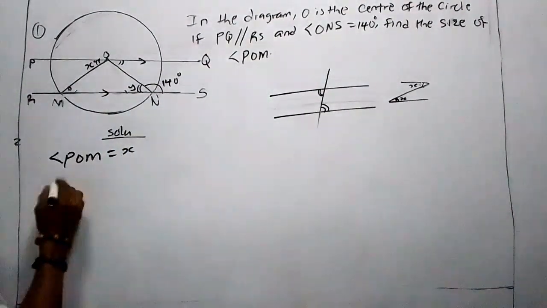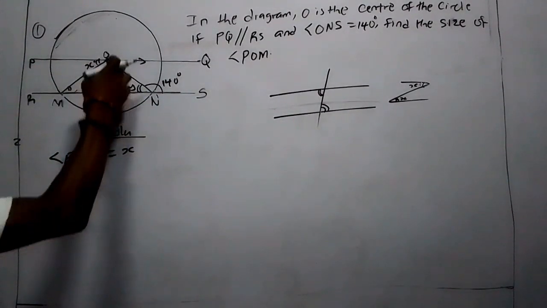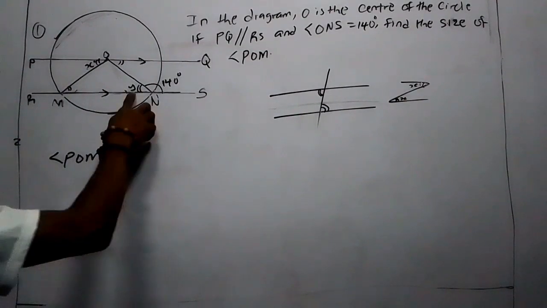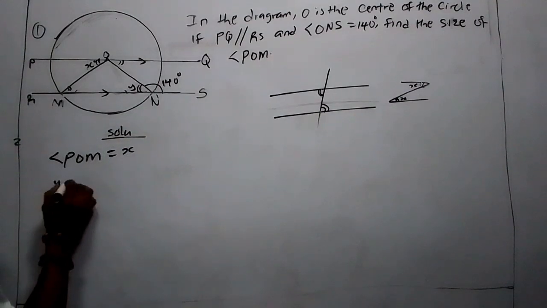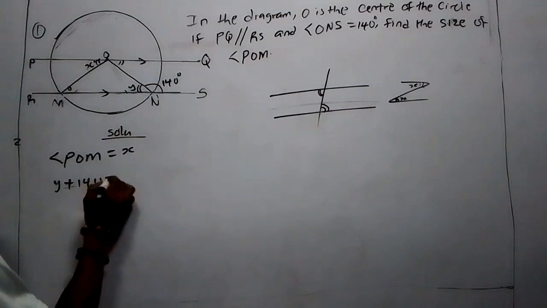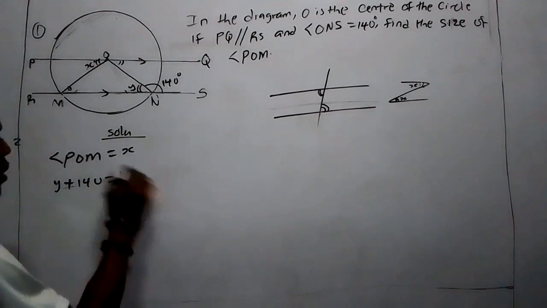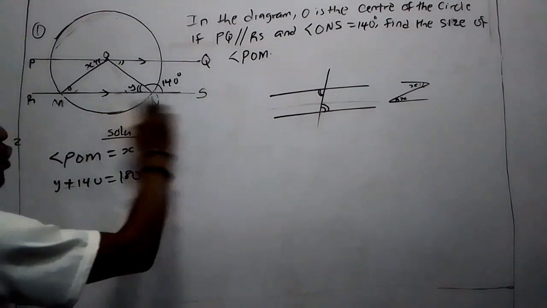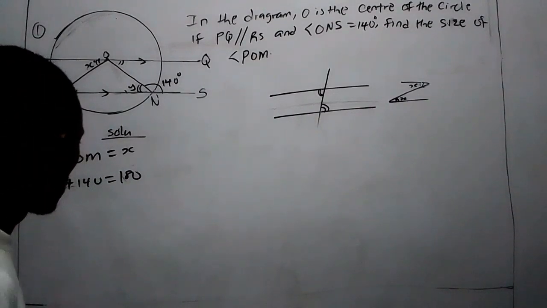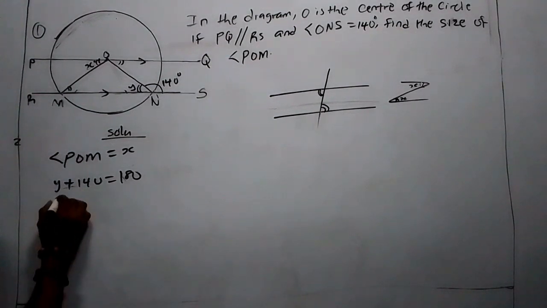So our first step here is to solve for this angle. We need this angle to find the remaining angle. To get angle y, y plus 140 is equal to 180, because angles on a straight line add up to 180 degrees.